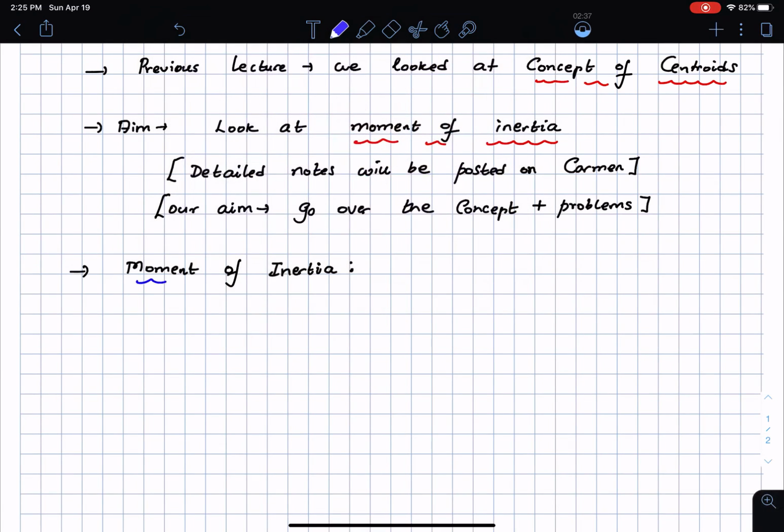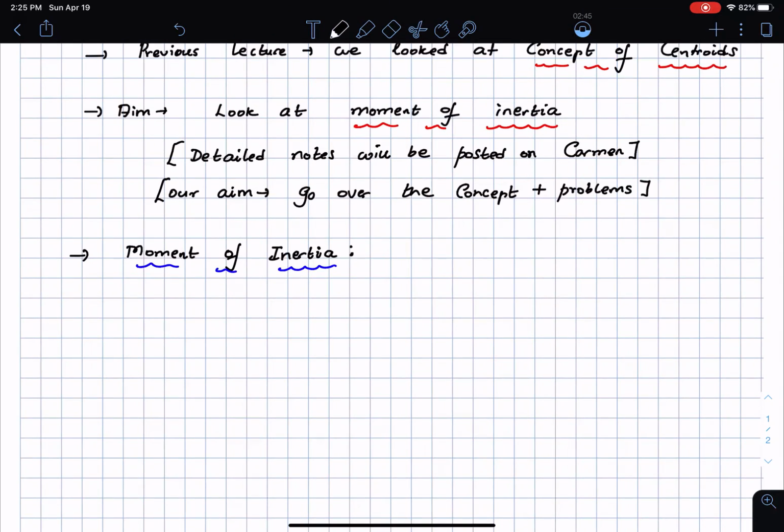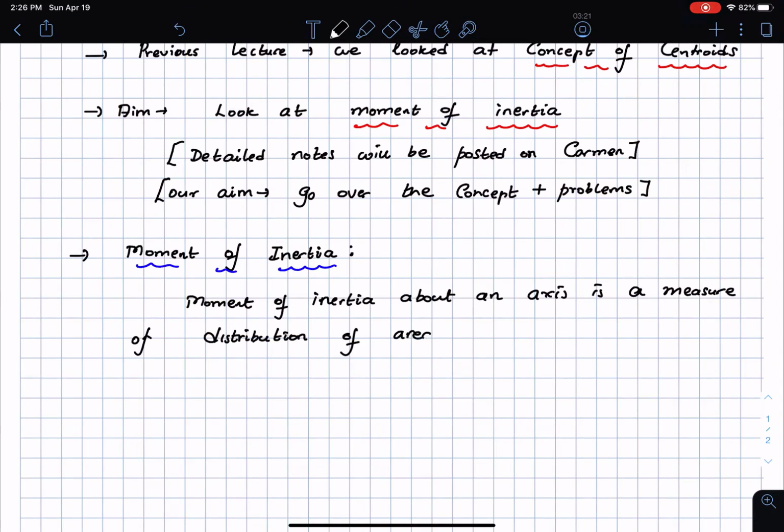All right, and the basic idea is the following. Moment of inertia is a measure of the distribution of a composite section or a shape's area about a certain axis of interest. So moment of inertia about an axis is a measure of the distribution of area of that shape about that axis.